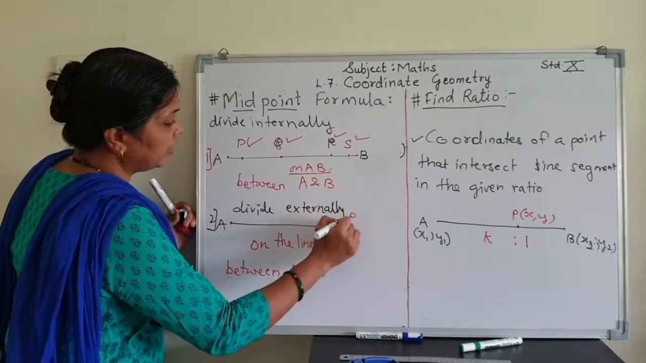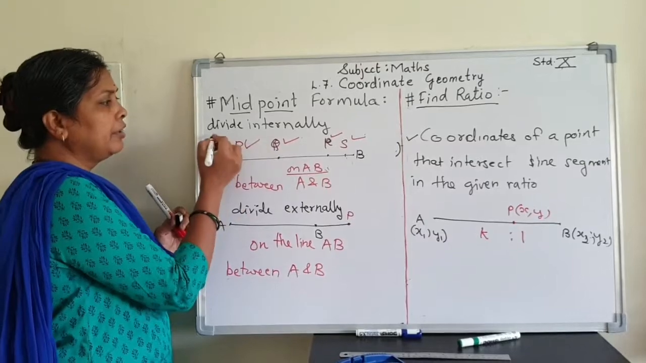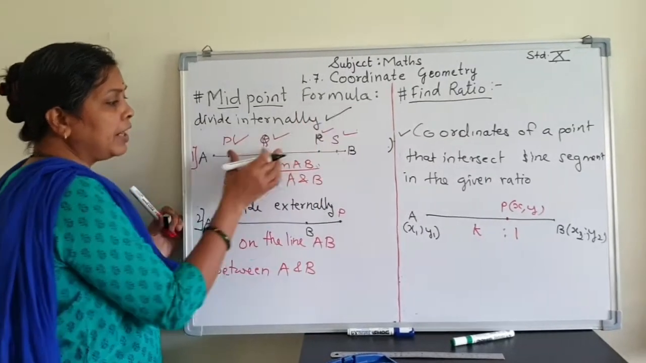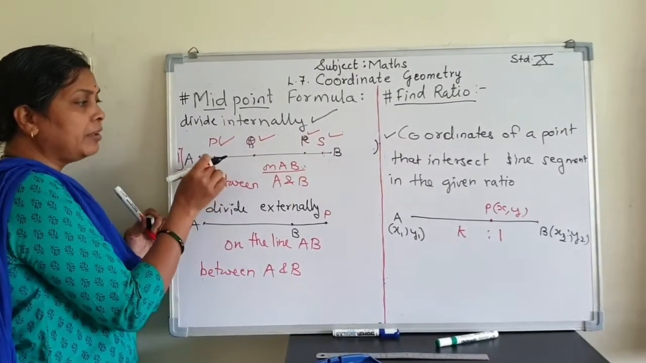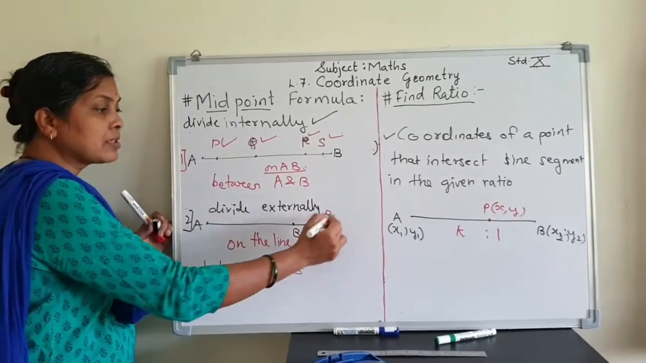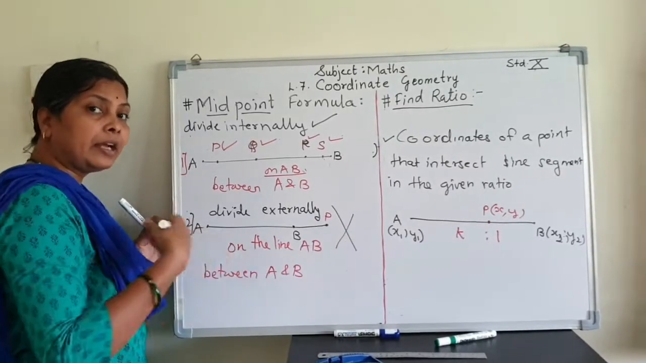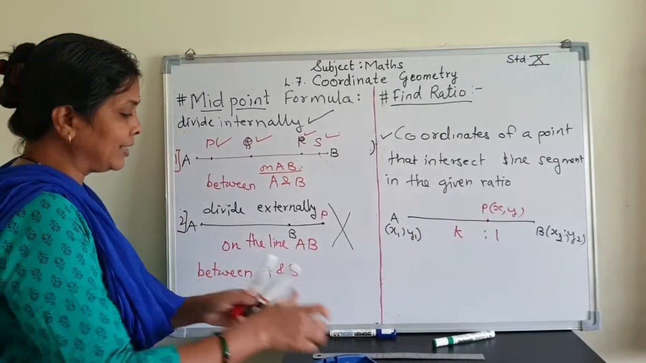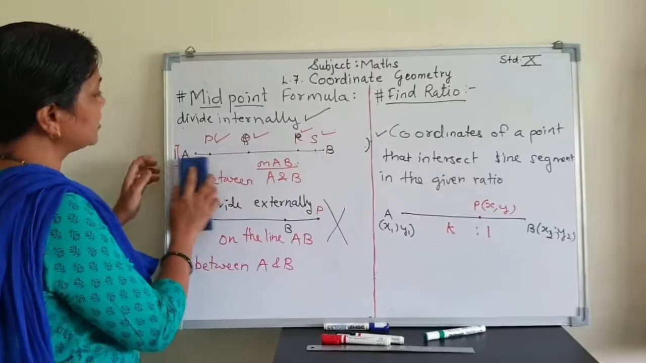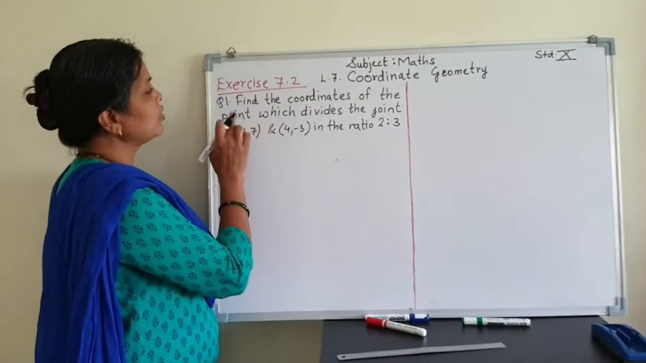Whatever concepts and sums we are going to solve are of this type: internally dividing, where the points divide the given line segment internally. The externally part you don't have in this grade, you will have it in the next grade. So let's start the sums of exercise 7.2. The first sum of exercise 7.2.